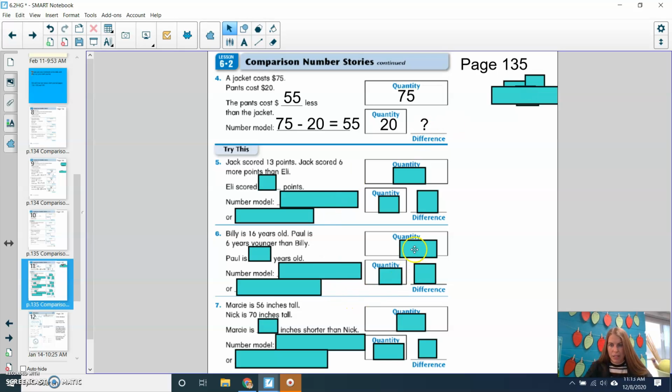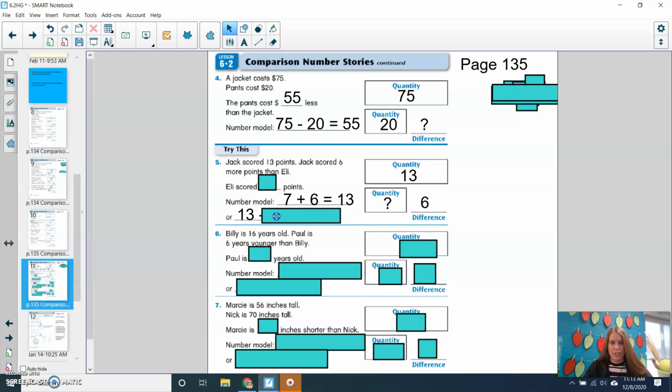Now for the try this, I need to be a little bit more careful to figure out what I'm trying to solve. So Jack scored 13 points. Jack scored 6 more points than Eli. So I need to figure out how many points Eli scored. So my first quantity, I know I have 13, but in my second quantity, that's where I'm putting my question mark because that's what I don't know yet. But I do know the difference. I know that he scored 6 more points. So my number model, I could have a couple different ways. I could have 7 plus 6 equals 13, or I could have 13 minus 6 equals 7. But either way, I know that Eli scored 7 points.